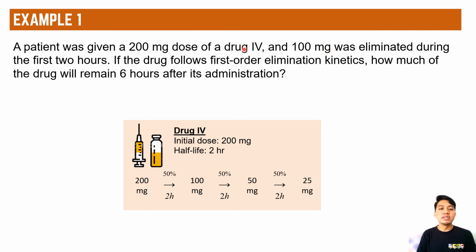So it means that the half-life of this drug IV is 2 hours. As you can see in this diagram, drug IV initial dose is 200 milligram and half-life is about 2 hours. It means that after 2 hours, 100 milligram of the drug is available in the body, followed by 50 milligram after another 2 hours, and after another 2 hours it will be reduced to 25 milligram. So the answer is 25 milligrams of drug available in the body 6 hours after administration.